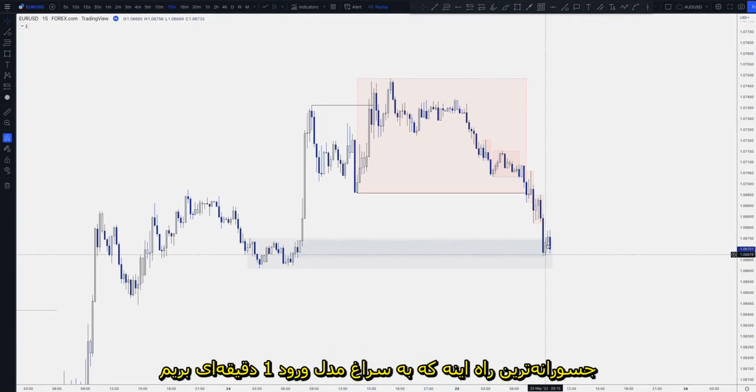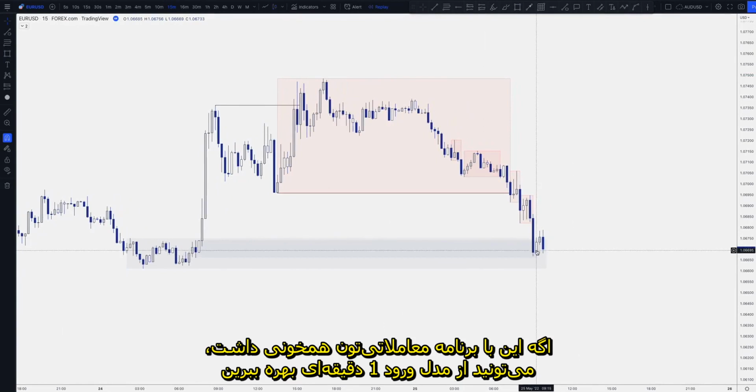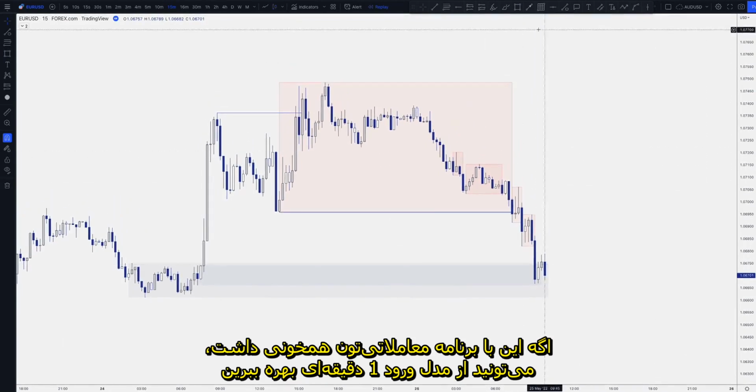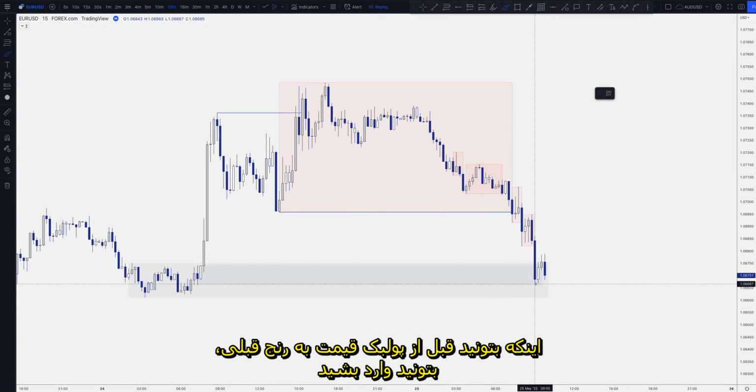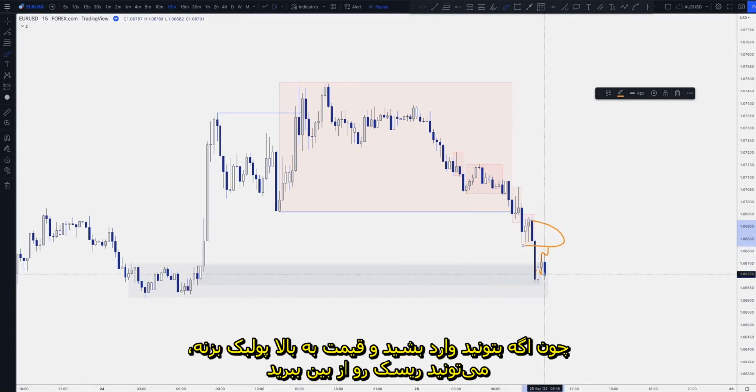So the most aggressive way is to jump into an M1 entry. So if you get your M1 entry, what we were saying before is, if this meets your plan, ideally, in terms of order flow, you want to be doing it where you can get in before price really pulls into that prior range. Because if you can get in and then price pulls back up, you can remove your risk.